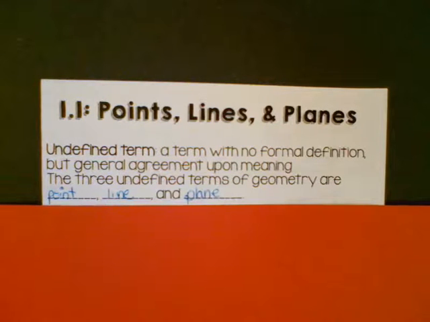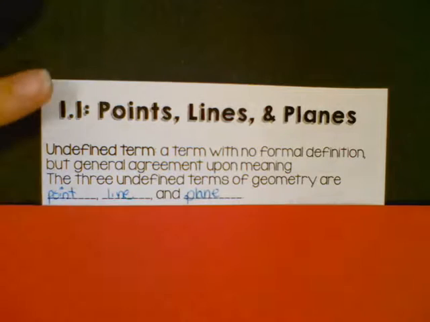So for a point, we can describe it. It's like a location in space, but that's not the formal definition. Okay? I know the undefined terms sometimes can be confusing, but we don't really have to focus on that. I just want you to know what the three undefined terms are.